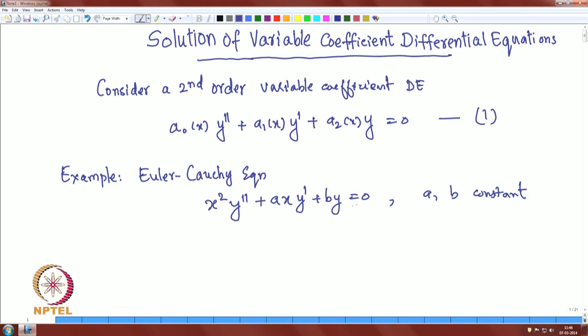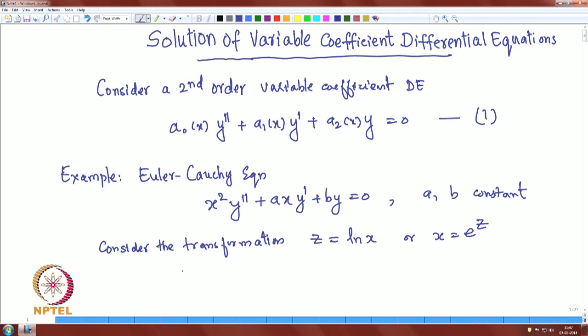This equation, though it has variable coefficients, is in a nice form. It can be reduced into a constant coefficient differential equation just by applying some transformation. Consider the transformation z is equal to natural logarithm of x, or x is equal to e to the power z. If you use this transformation, we are changing the independent variable from x to z.